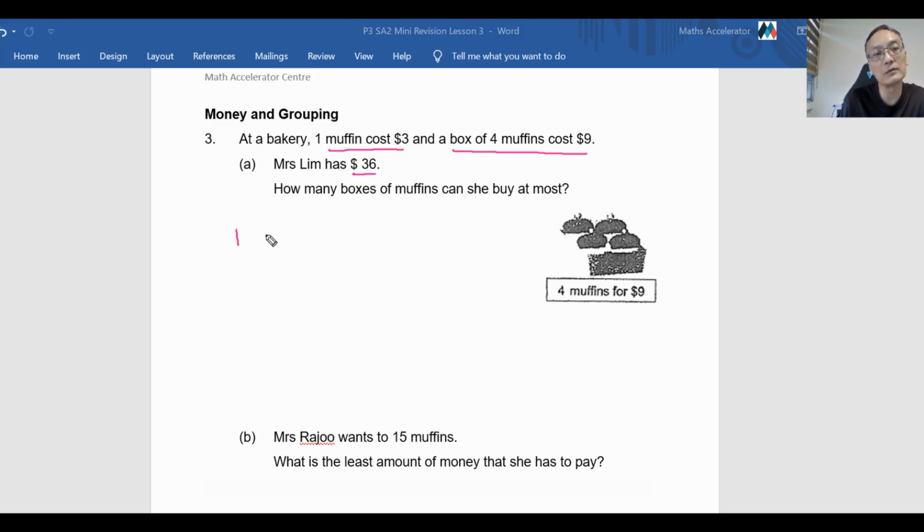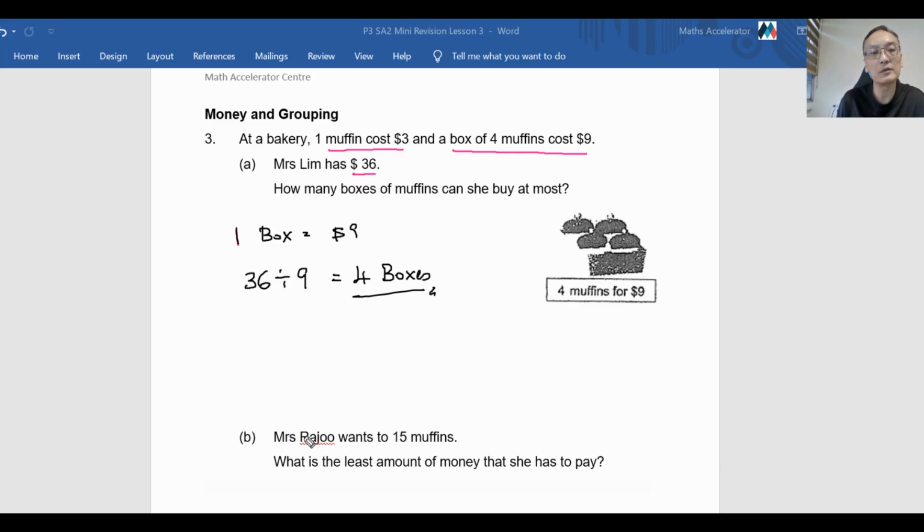So let's write over here. One box is $9 and she has $36. So we will take 36 divided by 9. Okay, that will give us 4. That means she's able to buy 4 boxes. Right? So that's the first part.